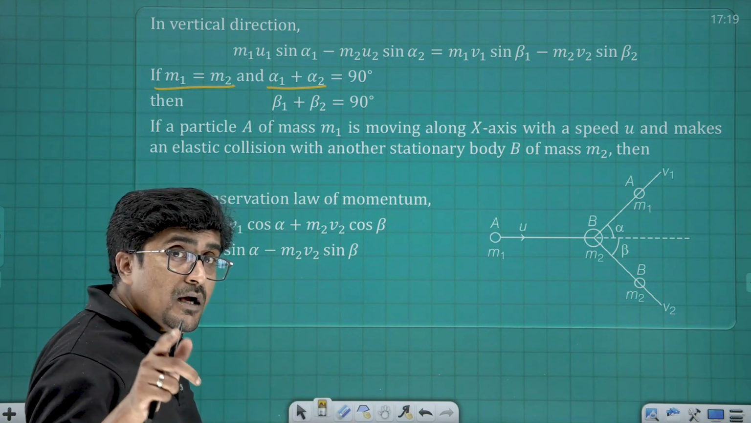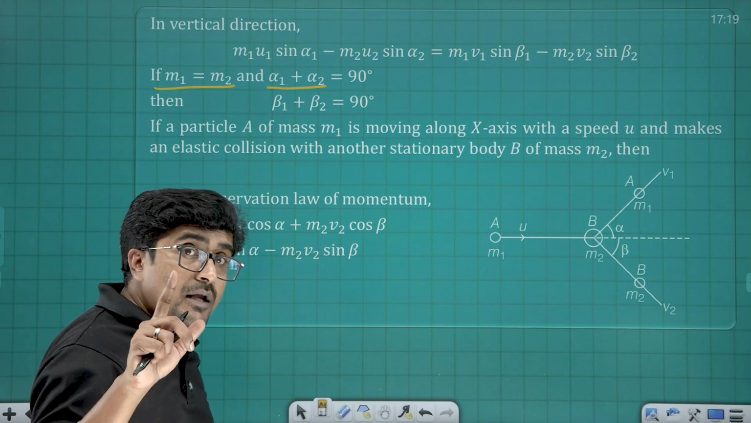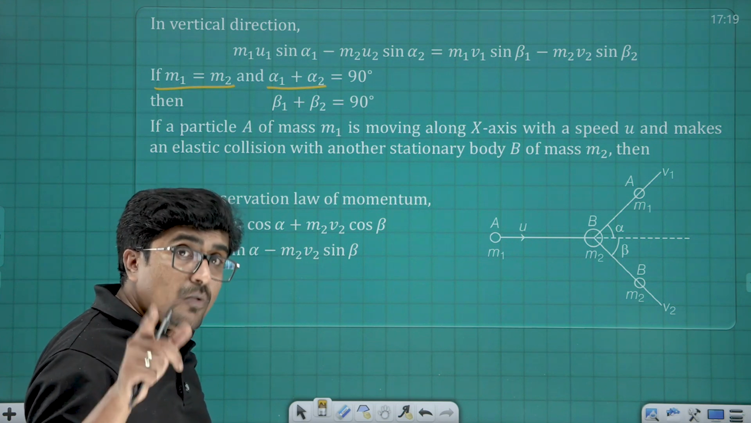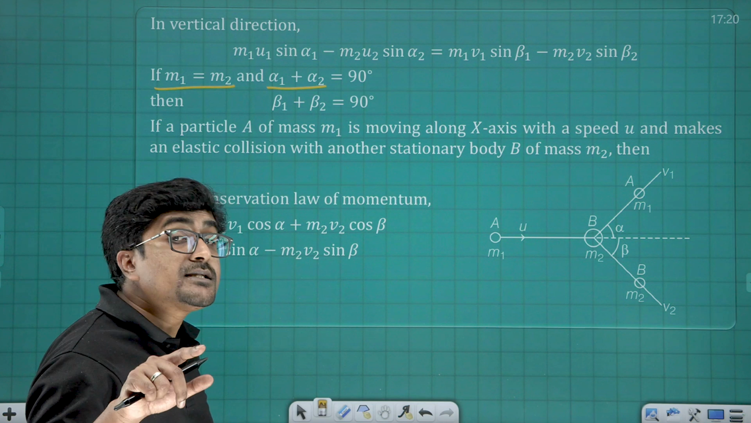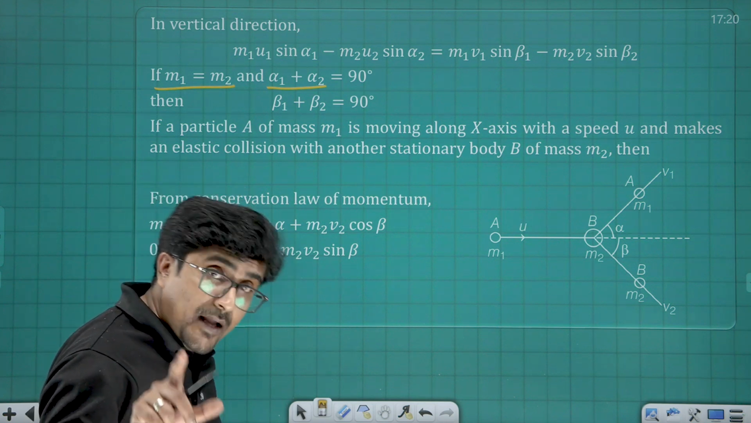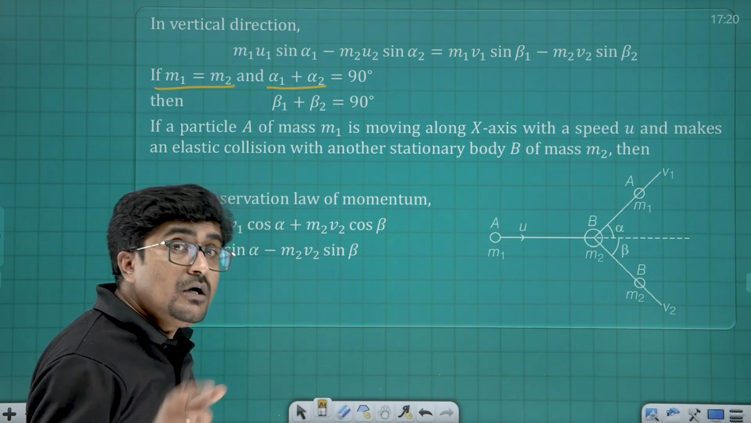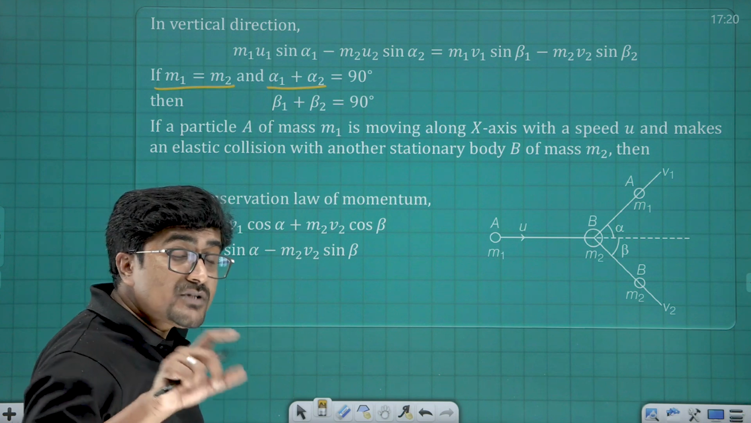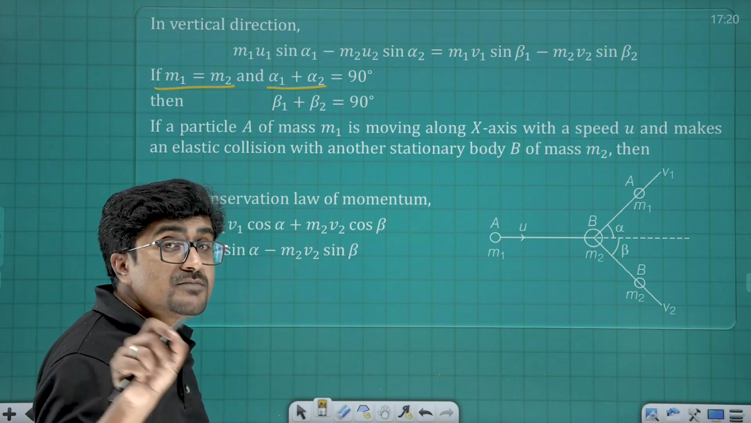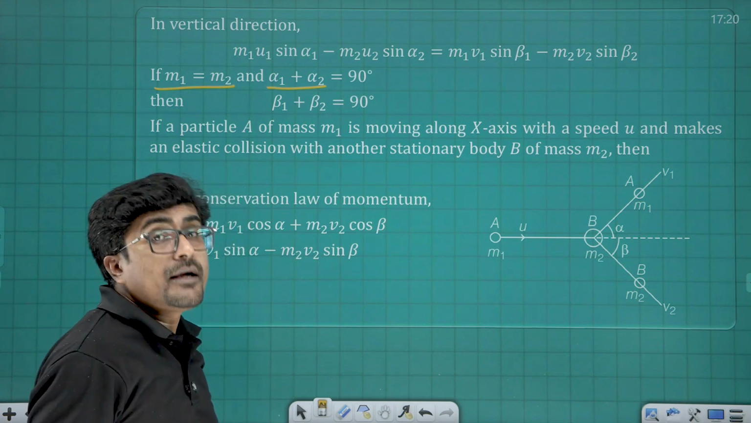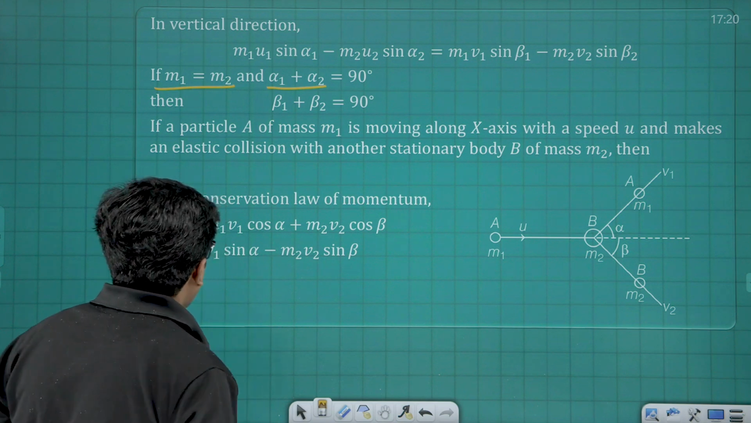Let me repeat: if m1 equal to m2 equal to m and alpha 1 plus alpha 2 equal to 90 degrees, then after collision, the final angles with respect to the x-axis, beta 1 plus beta 2, should also be equal to 90 degrees. And here comes another one.